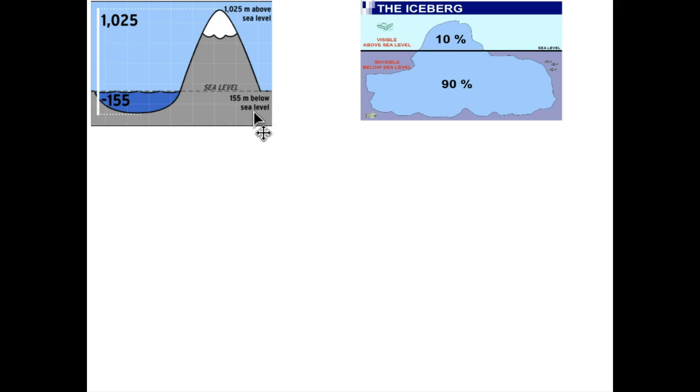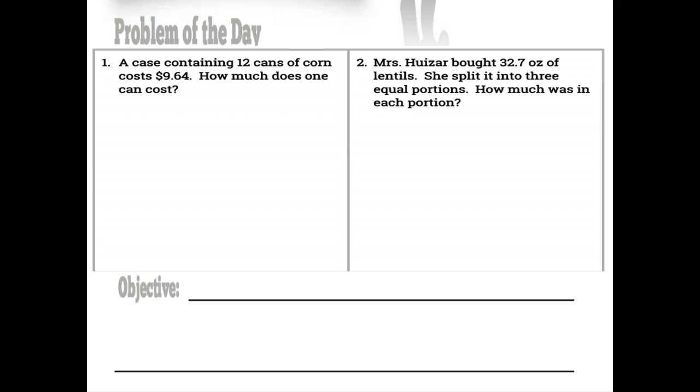And this is the same picture we saw, and the iceberg was the same thing that we just looked at. So now, problem of the day. These are 2 review questions. A case containing 12 cans of corn costs $9.64. How much does 1 can cost?